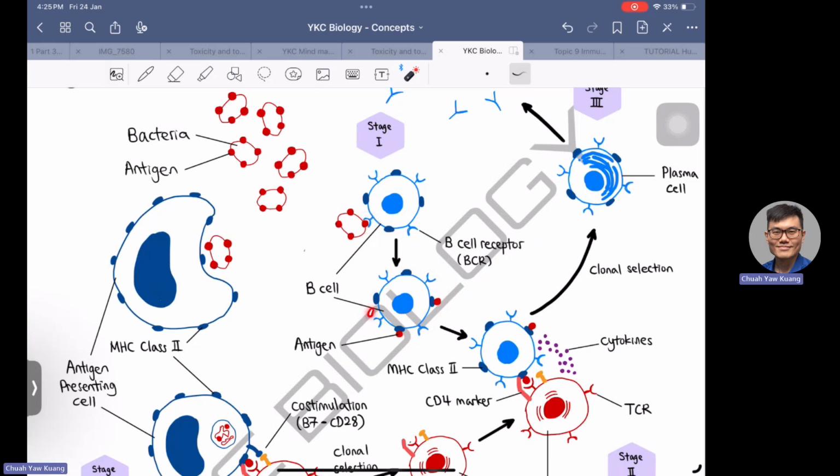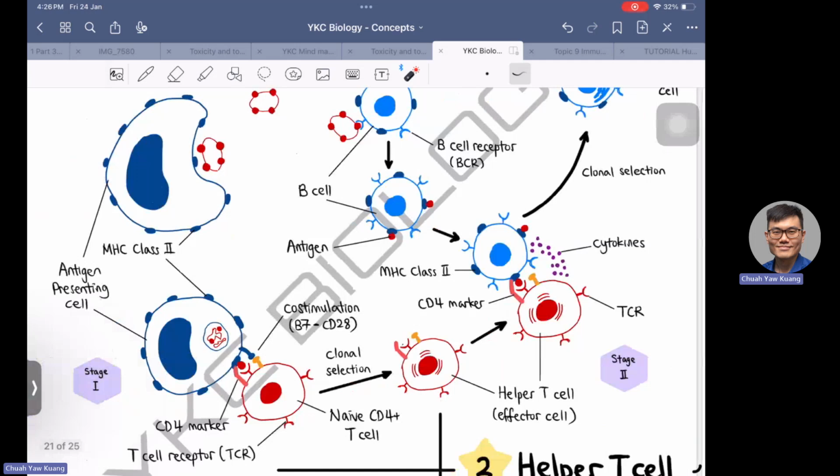When the B cell is activated, the antigen that was recognized by the B cell receptor just now will undergo internalization and then be expressed on the MHC class II molecule of the B cell as well. So the activated B cell will have the bacterial antigen presented on the class II MHC. Then this B cell will act as the antigen presenting cell to present this antigen to the helper T cell.